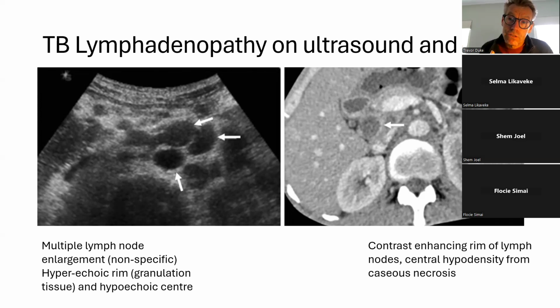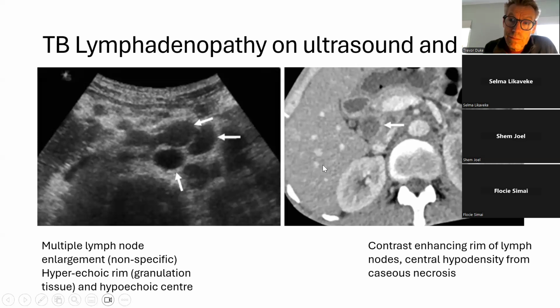That's why you need to integrate the history, the clinical examination, look for the pattern of abdominal TB, the microbiological test, and the ultrasound or the CT scan if you can do it. The integration of all of those things will lead you to a diagnosis.